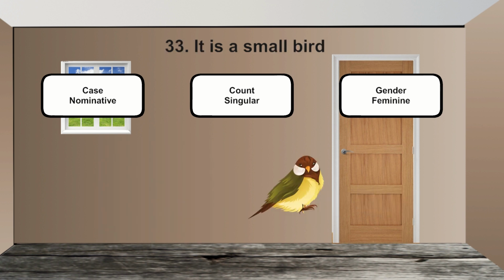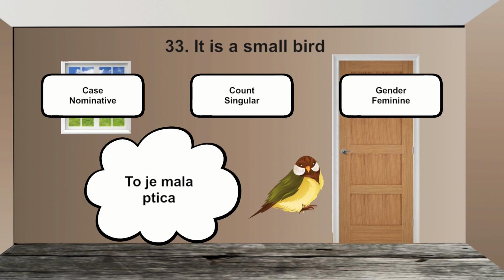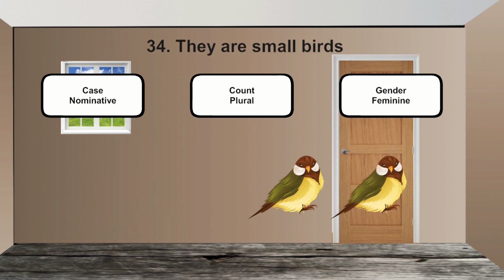Question 33. Pitanje 33. It is a small bird. Feminine, singular. To je mala ptica. To je mala ptica.